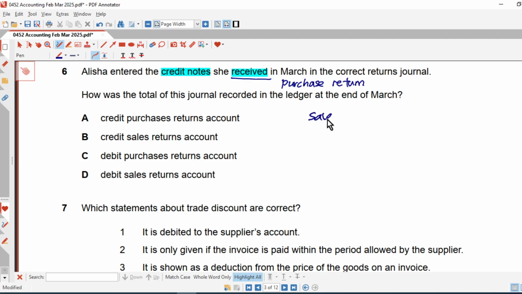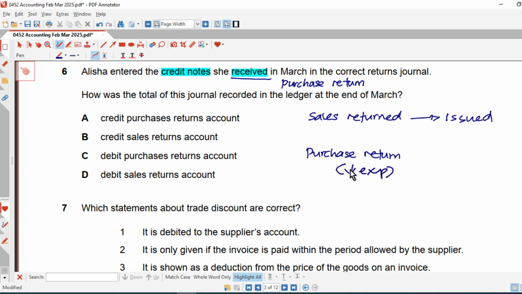If this was a sales return, it would refer to credit notes issued by Alicia, right? But now she's not issuing them, she's receiving them. So this is actually a purchase return transaction. So purchase return, what do we do? This is a reduction to expenses, right? So I'm going to credit the purchases returns account.